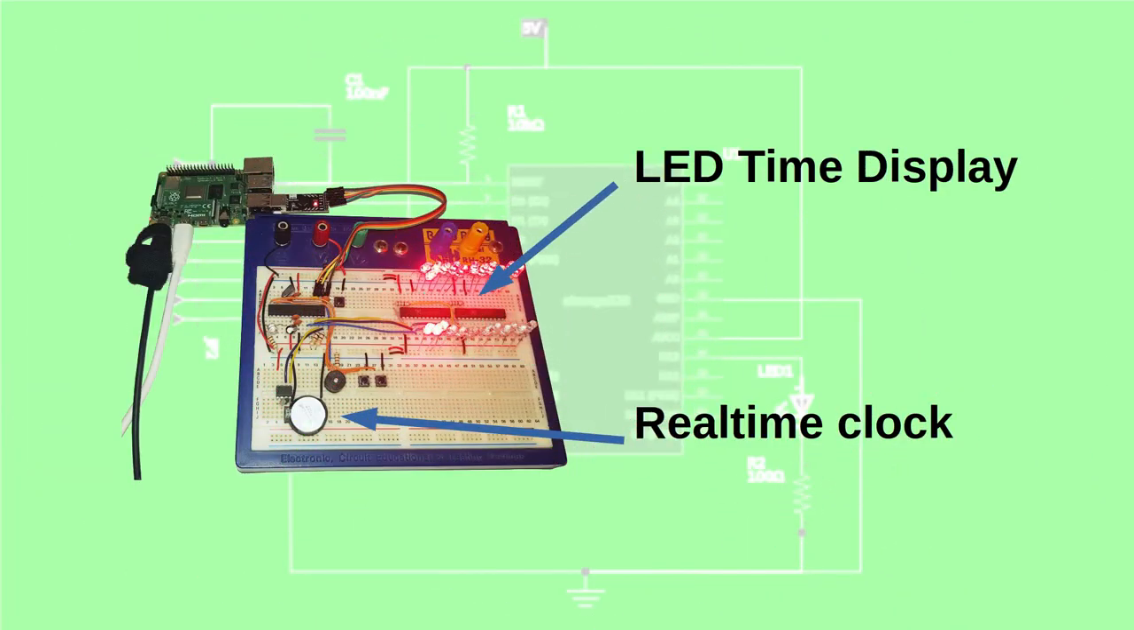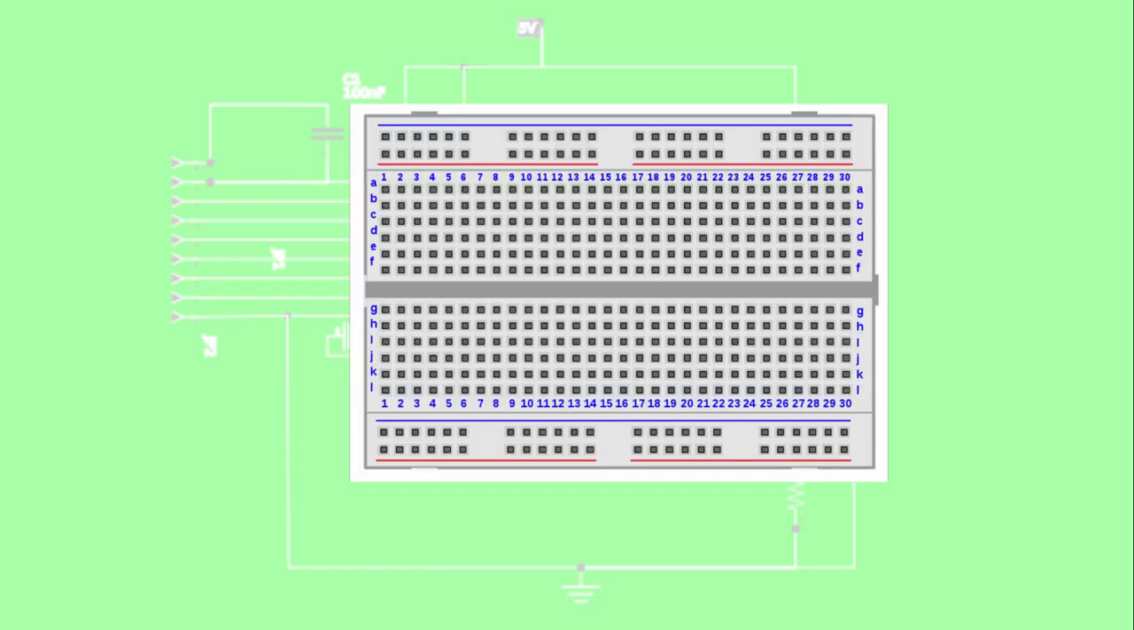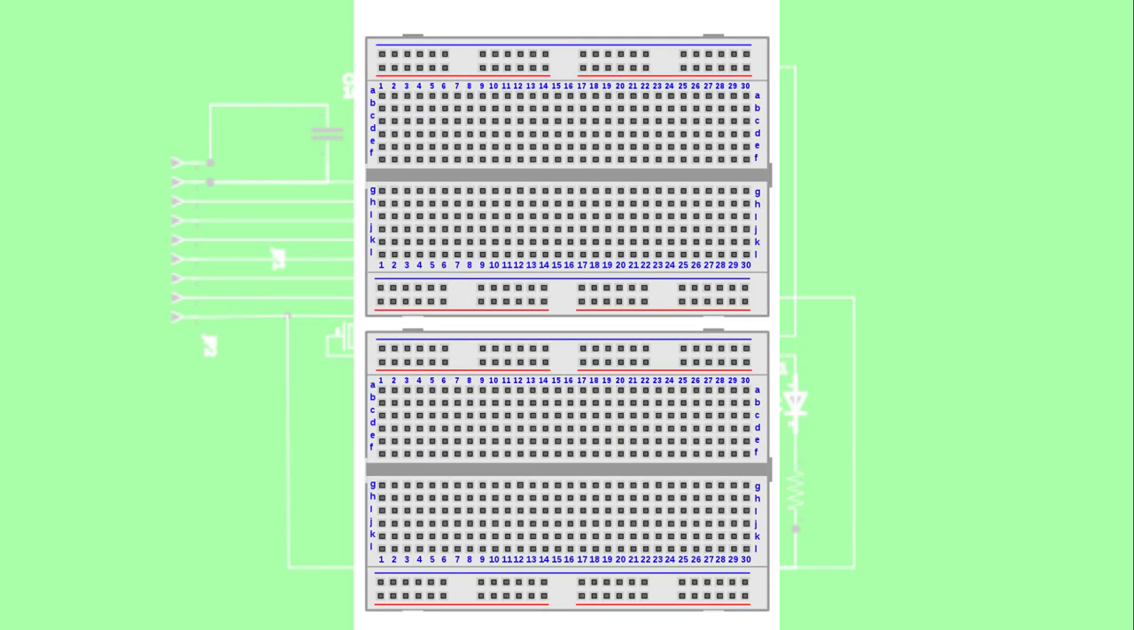In this video, I'm going to be covering two of the more advanced kits, which are based around clocks. This includes adding a real-time clock, creating an alarm clock, and showing the current time using LEDs. For most of the shrimping kit circuits, they recommend using a 400 pin half plus breadboard. For this particular project, the recommendation is two of these 400 pin breadboards for the additional components that are required.